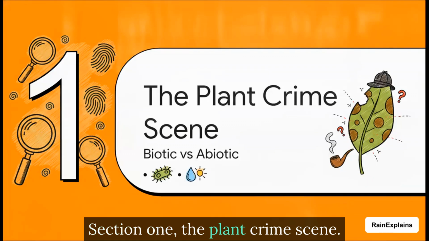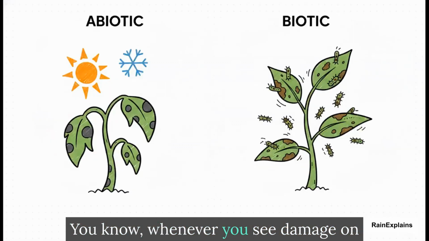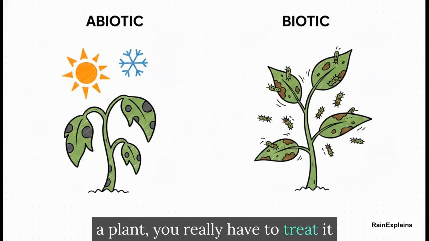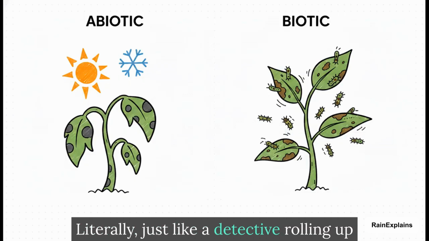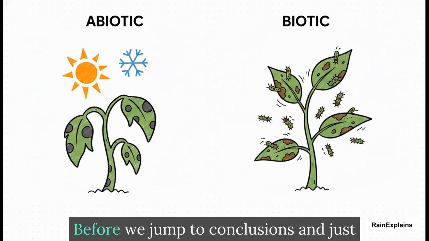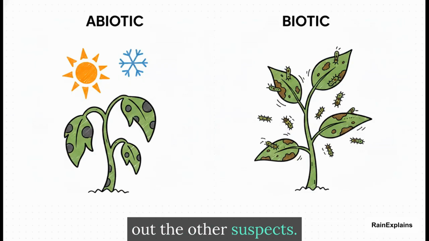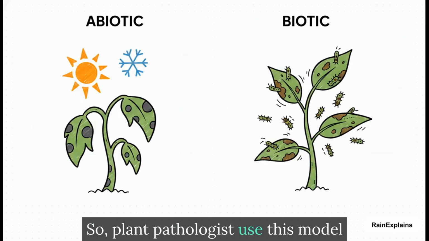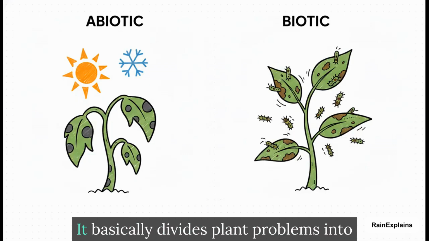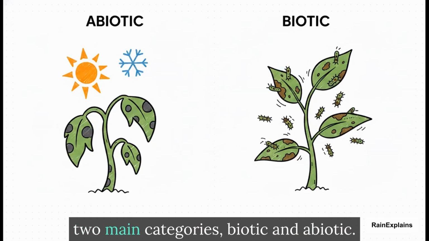Section 1, the plant crime scene. You know, whenever you see damage on a plant, you really have to treat it methodically, literally just like a detective rolling up to a crime scene. Before we jump to conclusions and just assume it's an infection, we gotta rule out the other suspects. So plant pathologists use this model called the disease circle. It basically divides plant problems into two main categories, biotic and abiotic.